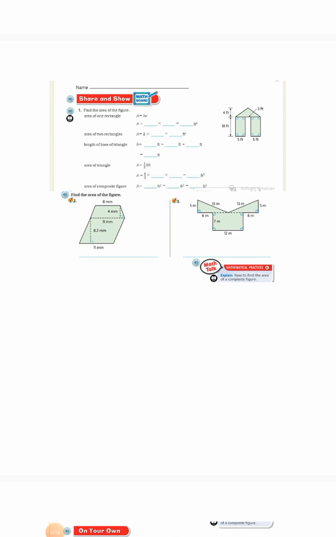After that, we are going to move to share and show. Number 1, find the area of the figure. What do you think about this figure? We have 2 rectangles and 1 triangle. So here, what do you have about this one?